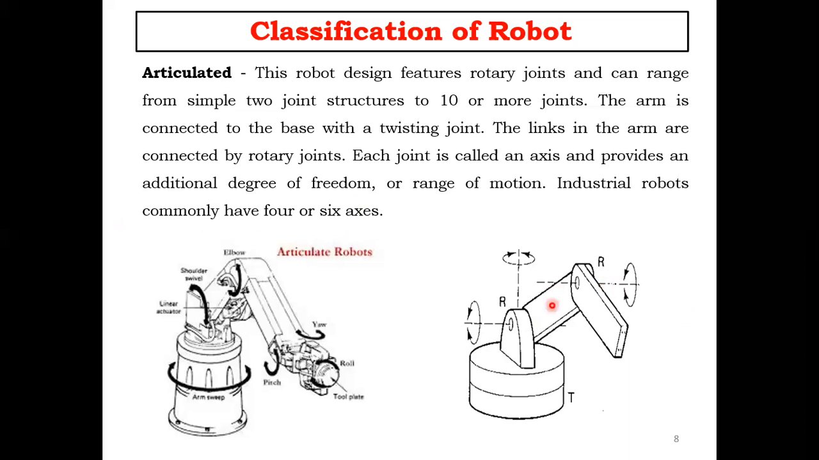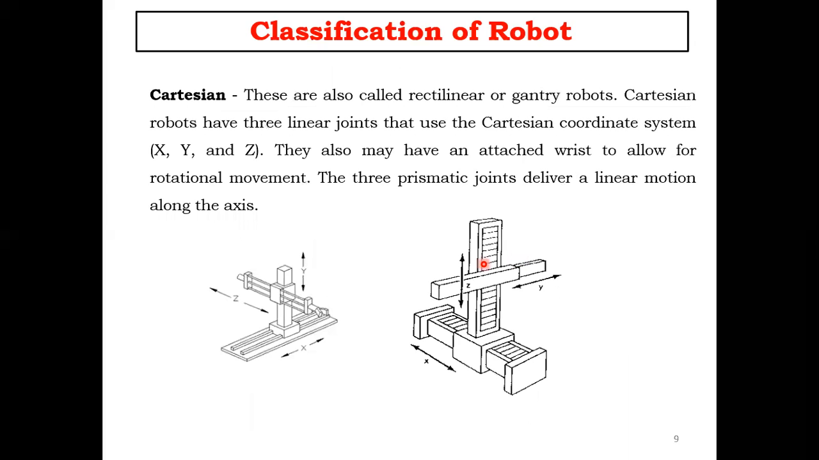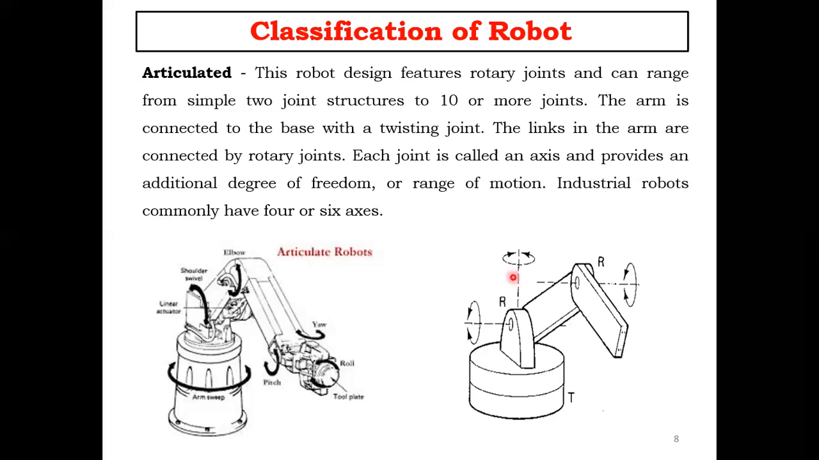Articulated means all the links and joints are in rotary motion. Here we are using three rotary motions. In the base, it will rotate like this, in this direction. Here they are using this type of rotary direction. So an articulated robot works with these three rotary conditions.